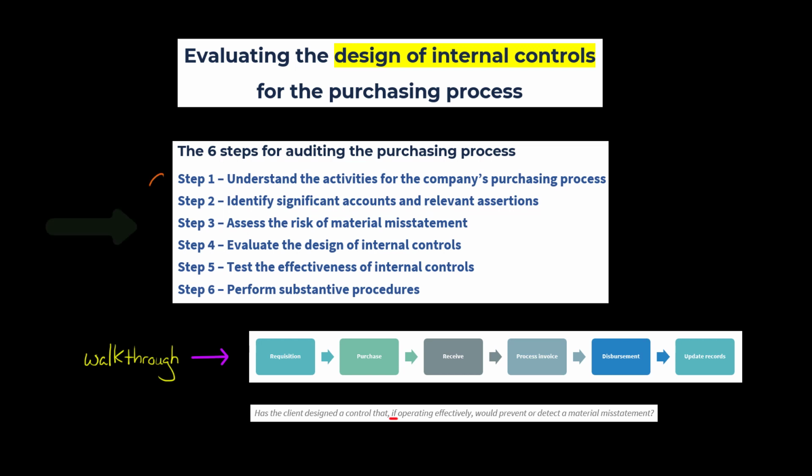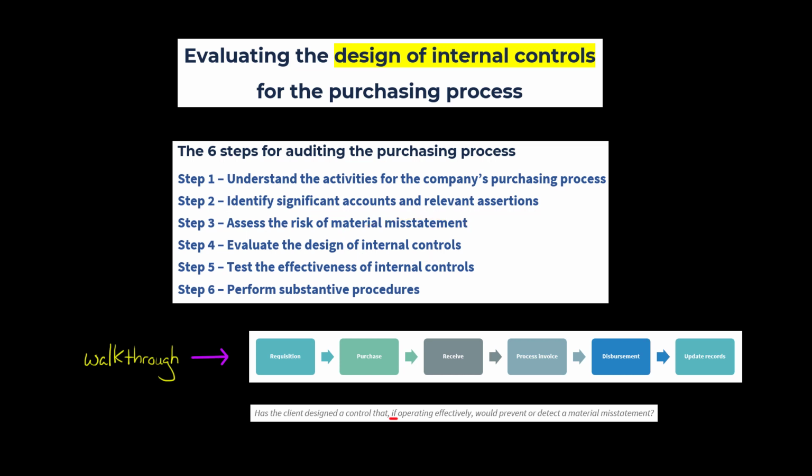We've been discussing the various steps for auditing the purchasing process. We started out by gaining an understanding of the purchasing process and how it works. Next, we identified significant accounts and relevant assertions. Then we assessed the risk of material misstatement. And now we're going to evaluate the design of the internal controls for the purchasing function.